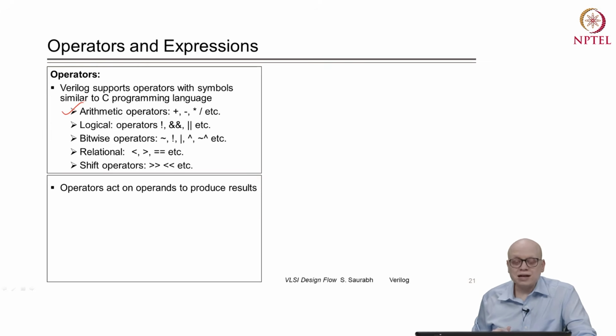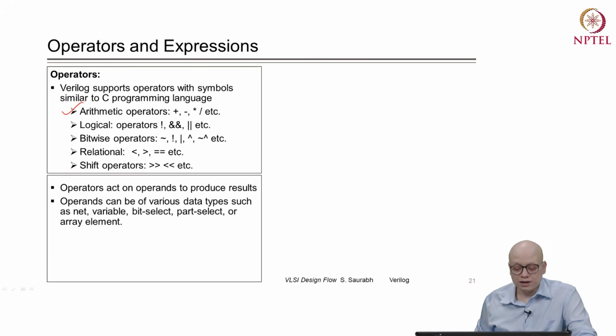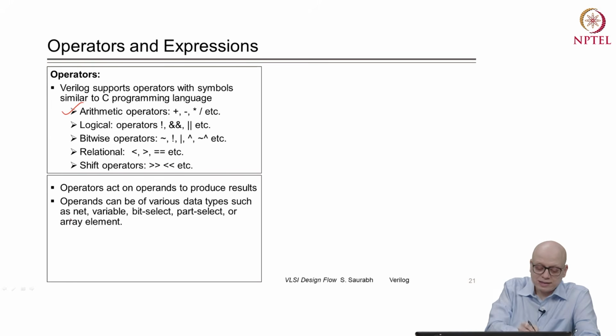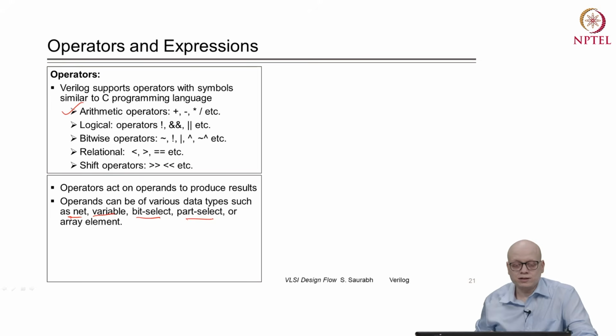Now, operators act on operands to produce results, and these operands can be of various data types such as nets, variables, bit select, part select or array element. So, operators can act on all these data types, and the number of operands for an operator is defined by the language.